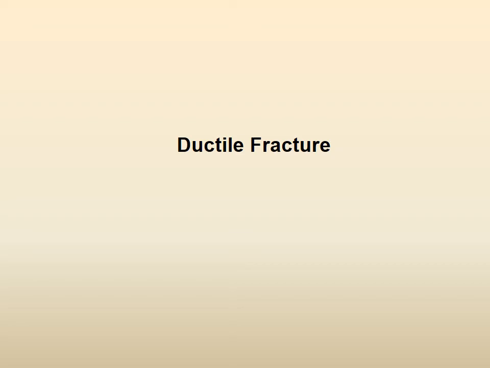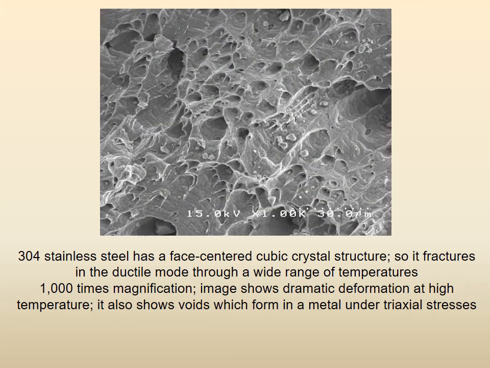Let us continue with some exhibits, some photographic images of fractography. Now some images from ductile failure, ductile fracture. This is 304 stainless steel, a type of a ferritic steel, has a face-centered cubic crystal structure, FCC. So it fractures in the ductile mode through a wide range of temperatures.